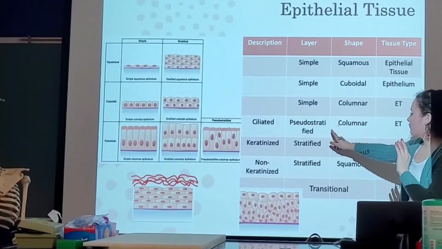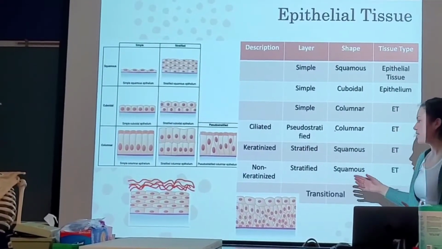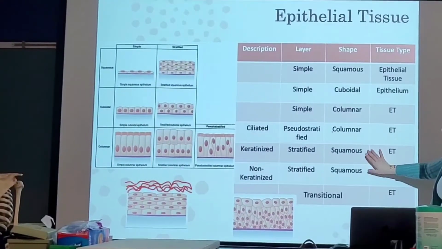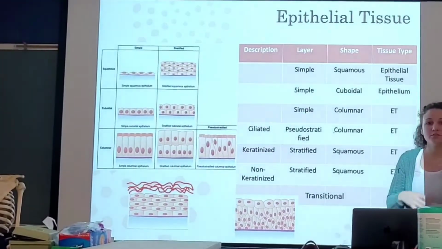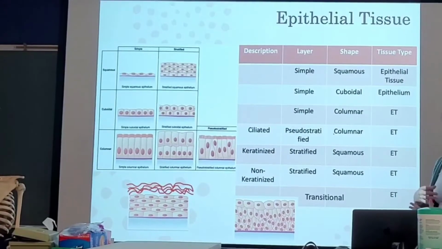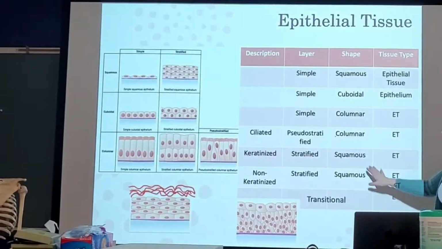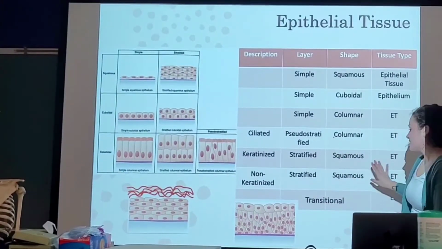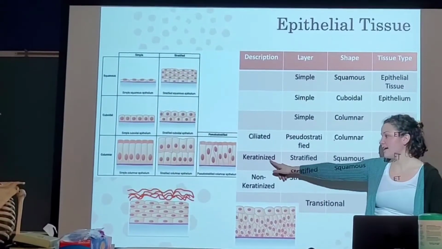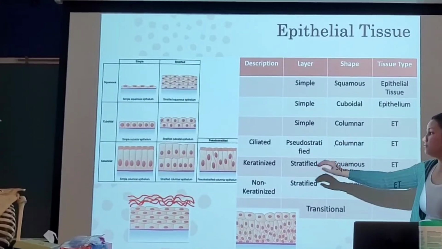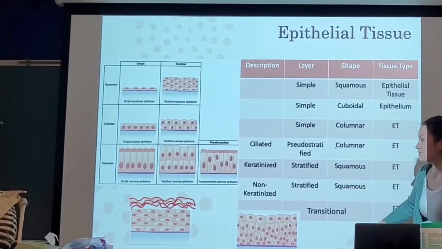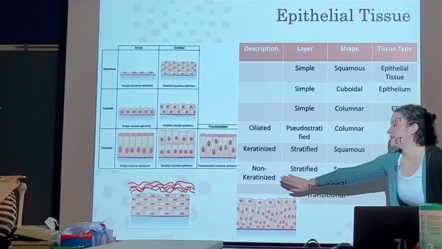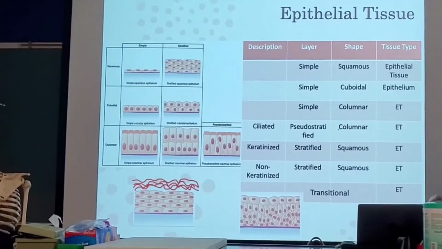So for the purpose of this class, we have stratified cells. The shape of the cells are always going to be squamous, okay? There are other stratified tissues with different cell shapes. We're only going over the ones with squamous cell shapes, okay? Now, stratified squamous epithelial tissue can either be keratinized or non-keratinized. You need those description words, okay? It's very important to either have keratinized stratified squamous or non-keratinized stratified squamous epithelial tissue, all right?